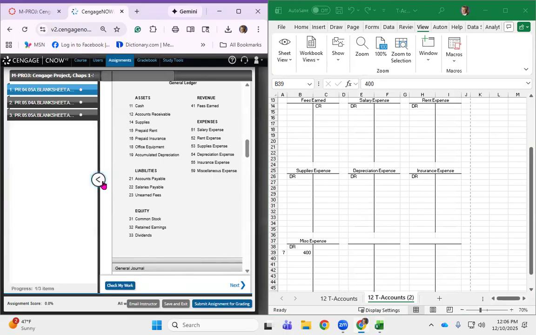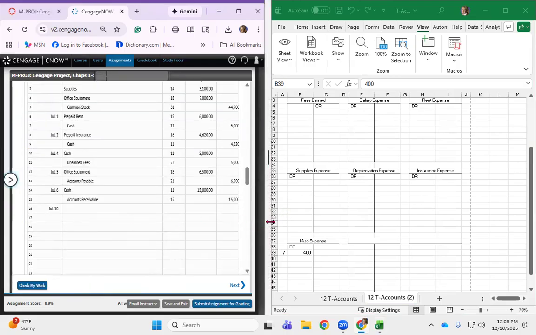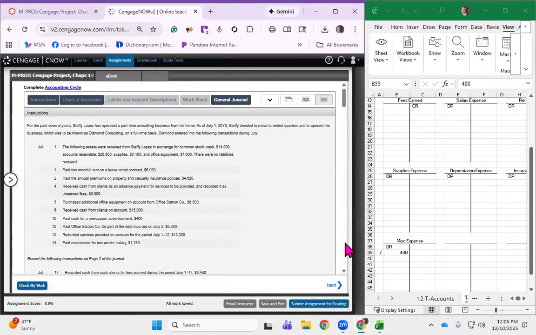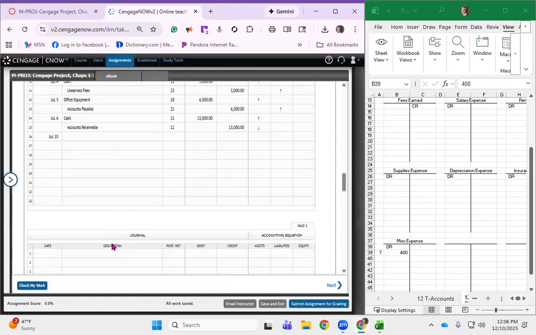Okay, and now let's put this in our journal here, and I'm going to squeeze this over so we get more room. So we're ready to make our July 10th journal entry. So we'll put miscellaneous expense. Yes, you have to spell it out. $400, and down goes cash, $400. Okay, we're ready to post.